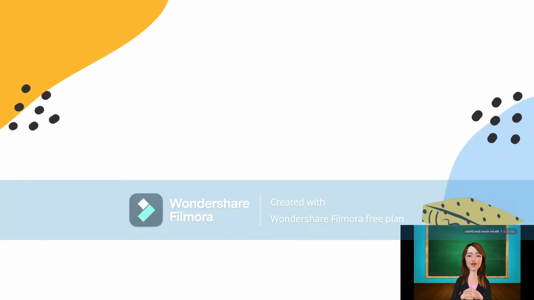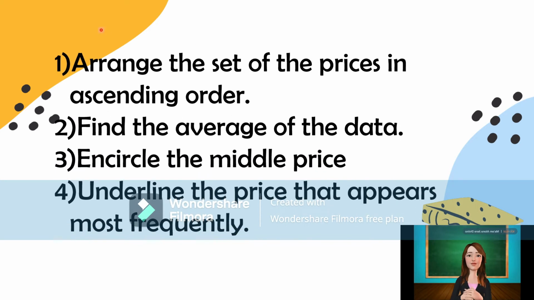So, you are to do the following. First, arrange the set of the prices in ascending order. Second, find the average of the data. Third, encircle the middle price. Fourth, underline the price that appears most frequently. Am I making myself clear, students? Okay, so group 1 and group 2 leaders, please get your markers and Manila paper. After 3 minutes, you have to paste your answer on the board. Are you done, students? Okay, please paste your answer on the board.